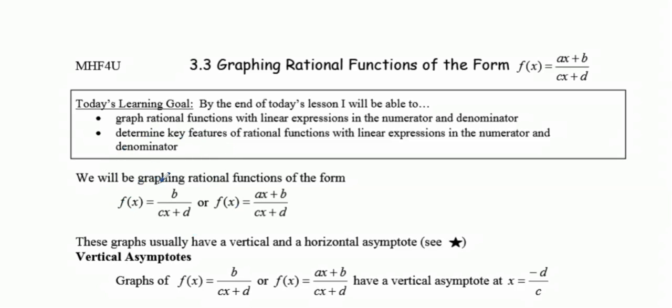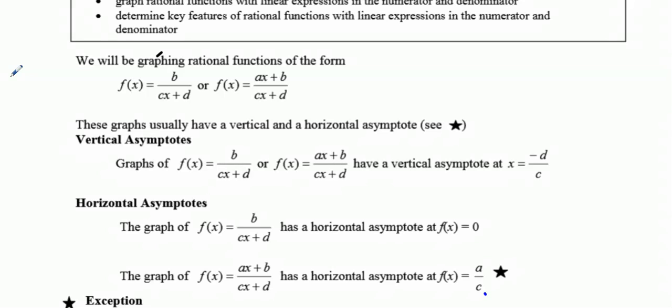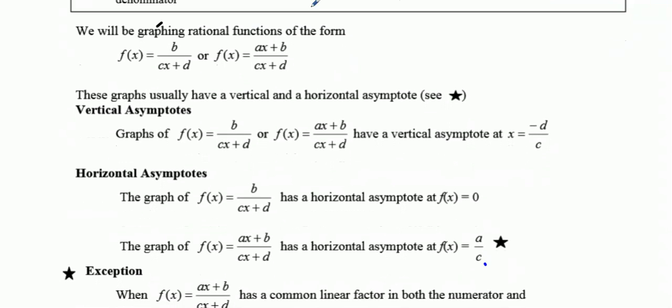Now, you already know how to graph this type of function, b over cx plus d. That's an example of a reciprocal linear function, and we've been working on that. But you haven't learned how to graph something like this, where you've got a linear expression in the top as well as the bottom. So that's going to be our generic form, ax plus b over cx plus d. I'm just going to go through some of these characteristics, and then we'll do some examples, and we'll go back to this if we need to.